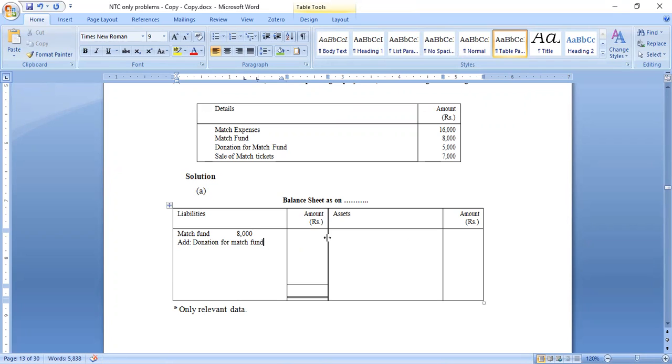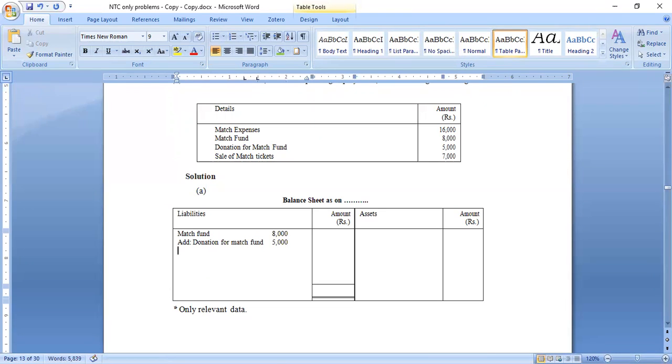So actually, general donations are incomes. But if a donation is meant for a special purpose, we have to use such donation for that special purpose only, and we have to treat that as a capitalized amount. So we have to add it to the capital fund. This donation belongs to match fund, so we have to add this to match fund. It is around 5,000.